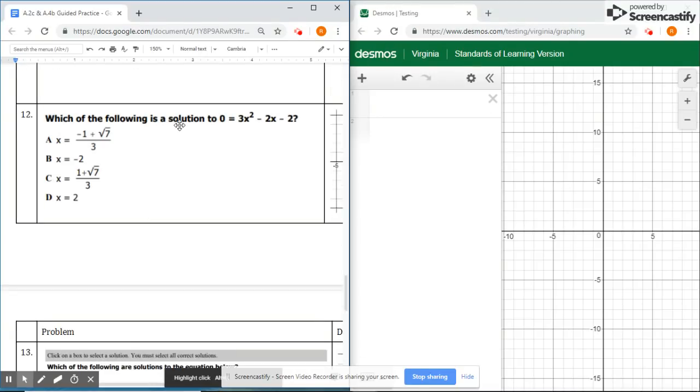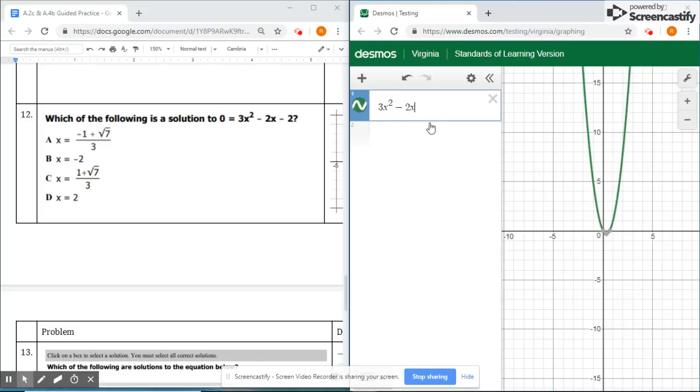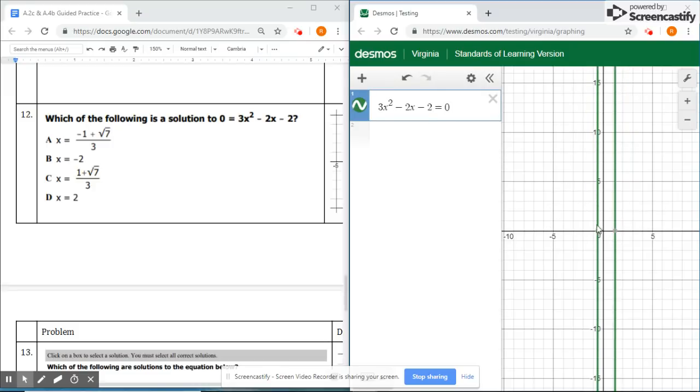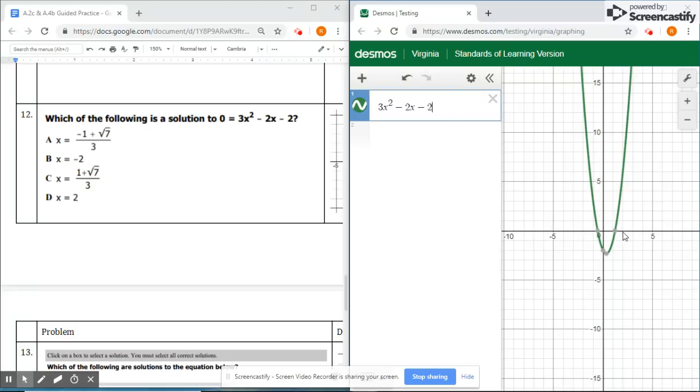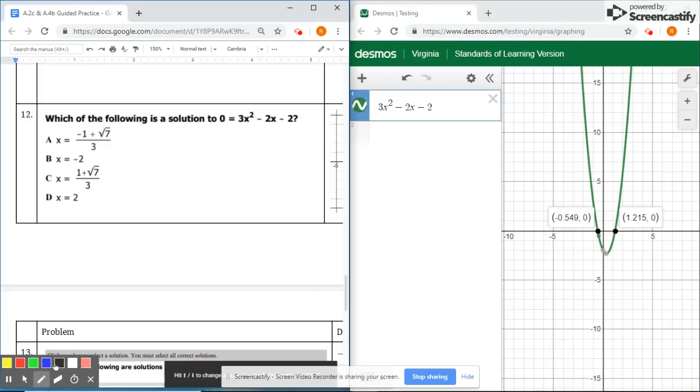All right, number 12. Number 12, which of the following is a solution to this quadratic? So 3x squared minus 2x minus 2. Here are my solutions, and again, recognize that if I do type in equals 0, it's going to be 2 lines, but I'll still get the same solutions, so either way. And if I notice, these decimals are not nice at all. Okay, so I can definitely check using Desmos. Neither of these are 2 or negative 2, so I know that those are not the answer.